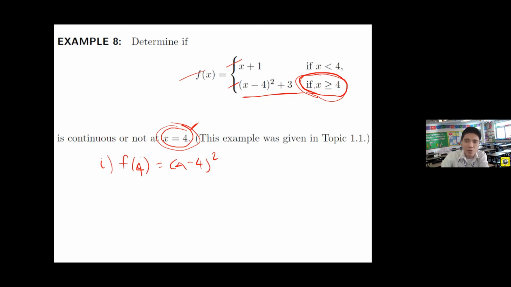So 4 minus 4 plus 3. And we have 4 minus 4 is 0 squared. 0 squared plus 3. Tapos 0 squared is 0 plus 3. That's 3. So therefore, we have a value. Dili siya undefined. Therefore, f of 4 exists. So kailangan nato mo proceed sa second condition. Checking second condition, limit of f of x as x approaches to 4.